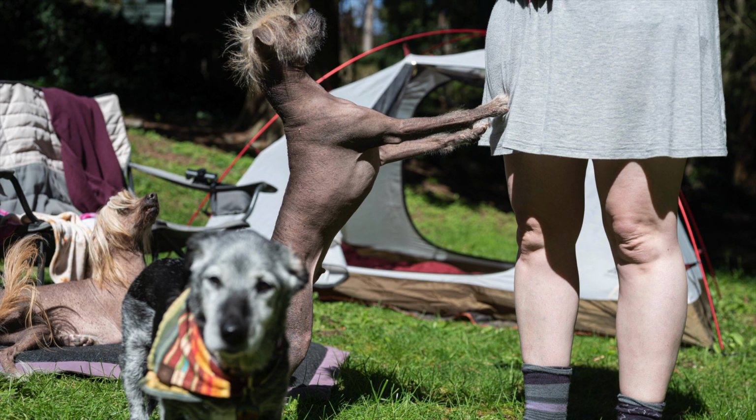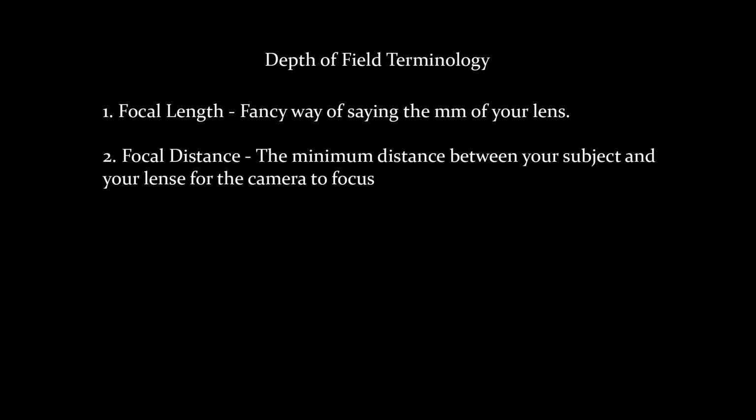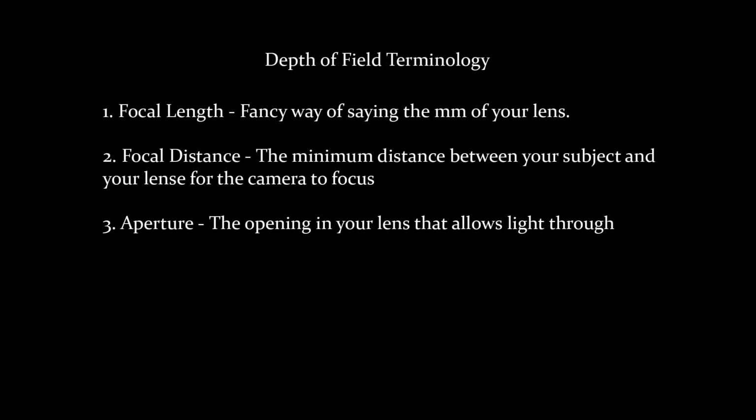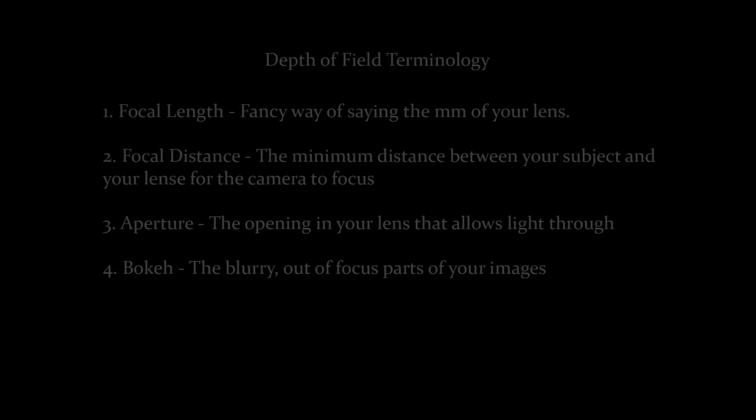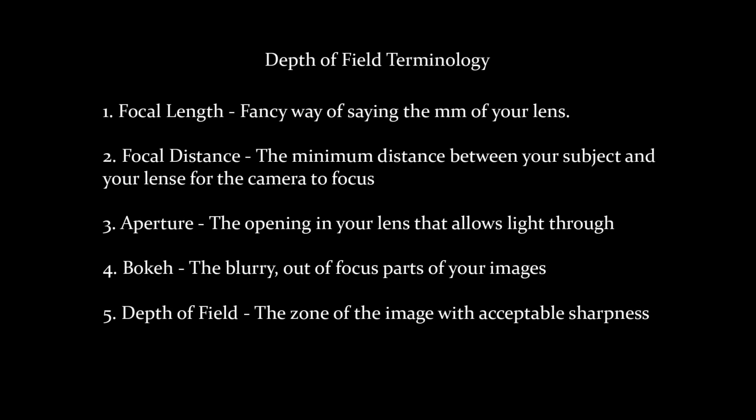I'm going to go ahead and jump right into depth of field, but first a little bit of terminology. Focal length is usually represented in millimeters and is a calculation of where light rays converge to form a sharp image on the sensor of your camera. Focal distance is the minimum distance you need between your subject and the end of your lens for the camera to focus. Aperture is the opening in your lens that allows light to come through and hit the sensor of your camera. Bokeh is the quality of the blurry, out of focus parts of your image. And finally, depth of field is the zone of the image with an acceptable level of sharpness.